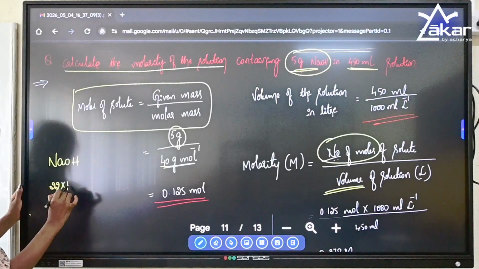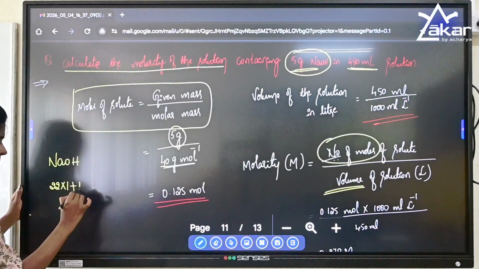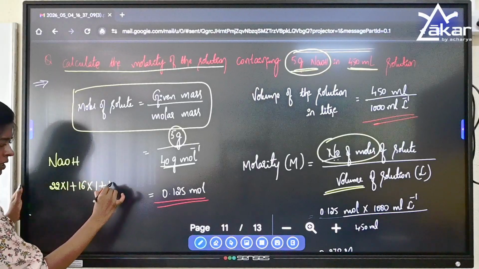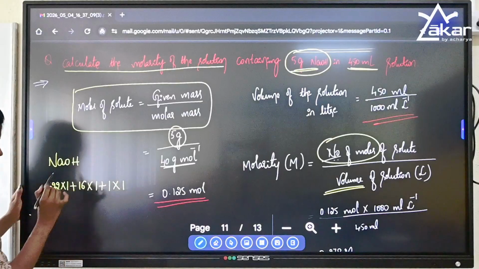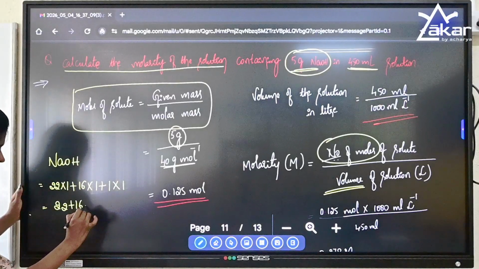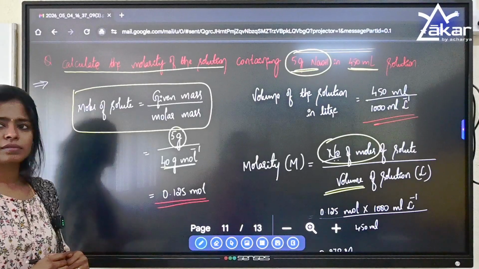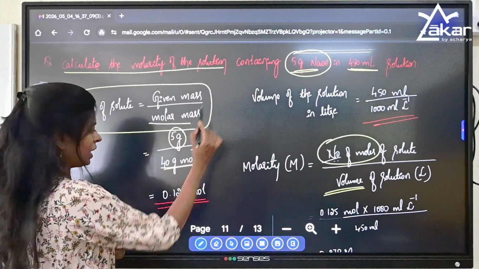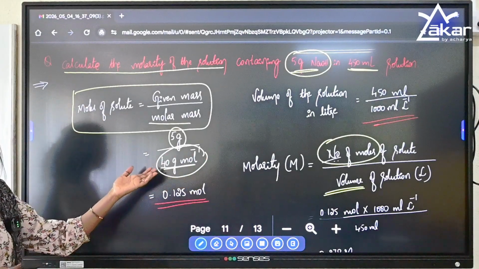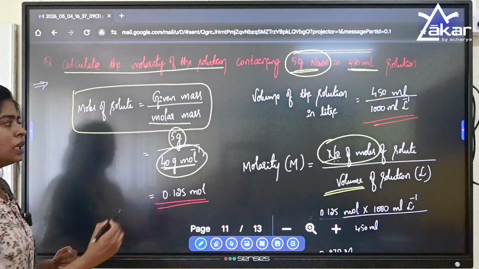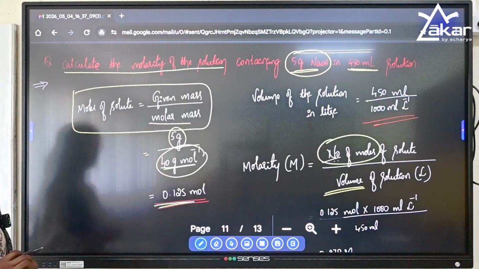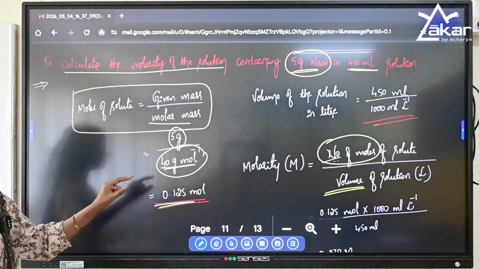Sodium is 22 into 1, plus oxygen 16. How many oxygen atoms do you have? 1. Plus mass of hydrogen is 1 into how many hydrogen atoms? 1. So 22 plus 16 plus 1. So molar mass of NaOH is 40 grams per mole. You will get around 39 point something, so we are rounding it off to 40 grams per mole. If you divide 5 by 40, you will get 0.125 moles. This is the number of moles of solute.